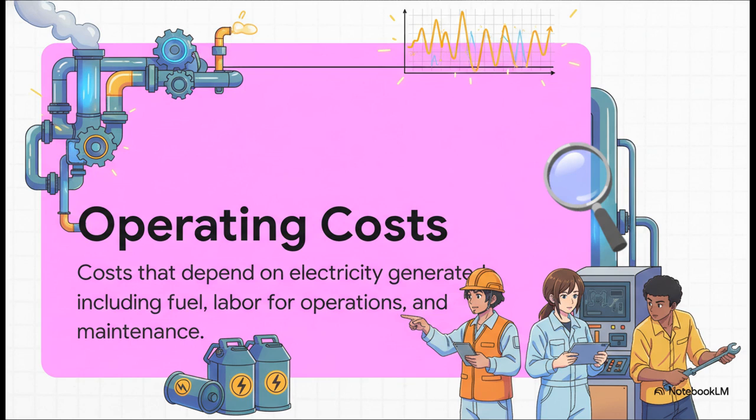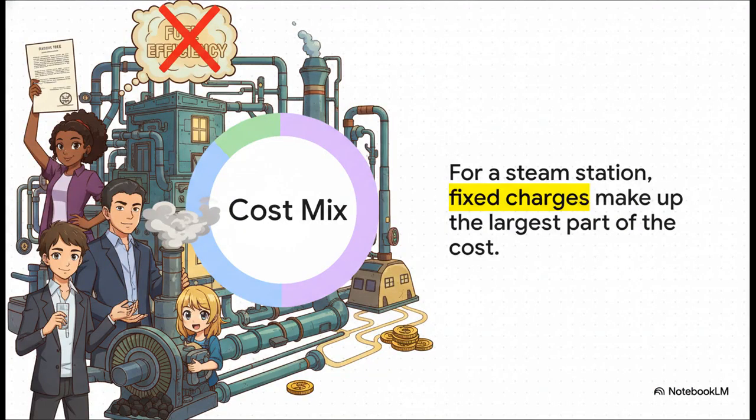And then, on the other side of that equation, you have the operating costs. So if the fixed costs are the mortgage, think of these as your monthly utility bills. This is the stuff that changes: the fuel you burn, the salaries for the people running the place, and all the maintenance to keep it going. And the key thing here is that these costs go up or down depending on how much electricity you're actually making.